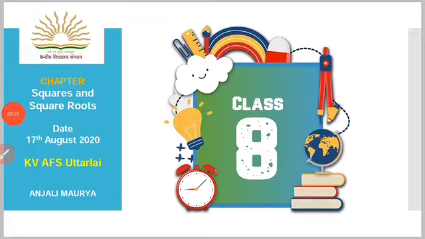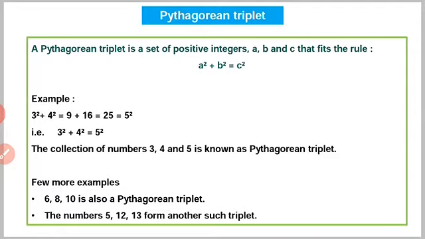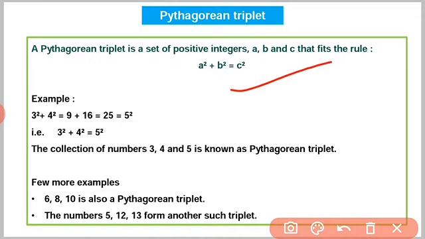Good morning, students. Let's start today's topic, Pythagorean triplet. A Pythagorean triplet is a set of positive integers a, b, and c that fits the rule a squared plus b squared is equal to c squared.